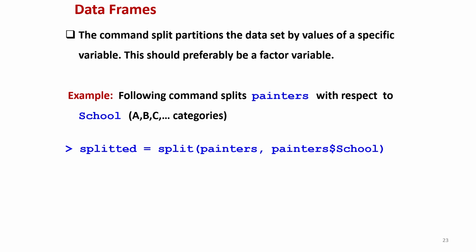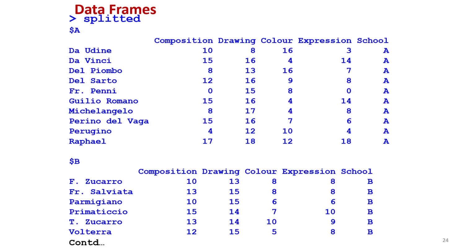So I will use the command here to split the data set painters, and now the variable name by which I want to split: painters$school. And whatever is the data set I am trying to store it in the split variable. So you can see here this is how it will actually come.